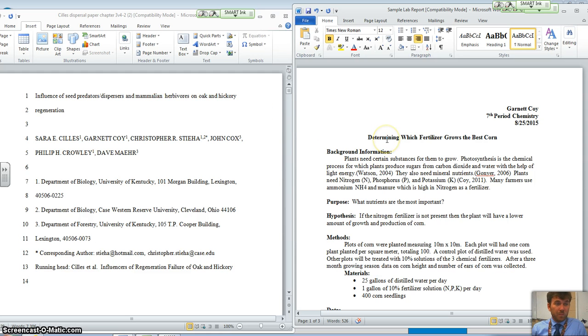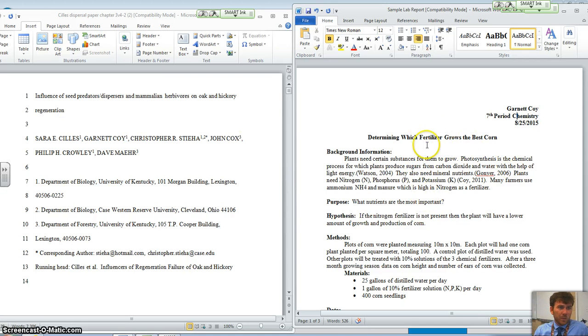For our basic lab report, we've got which fertilizer grows the best corn. The fertilizer is the independent variable, what the researcher selects, and the growth of the corn is the dependent variable. Over here, we've got the independent variable is the seed predators and dispersal, and the dependent variable, what they're measuring, is the regeneration of oaks and hickories in this forest.